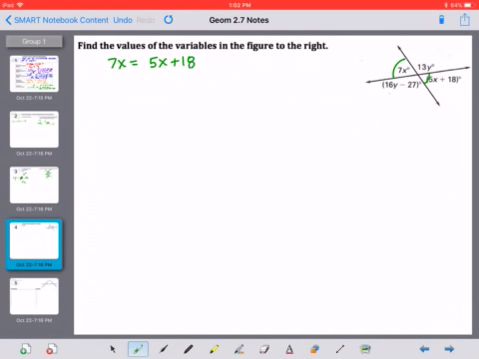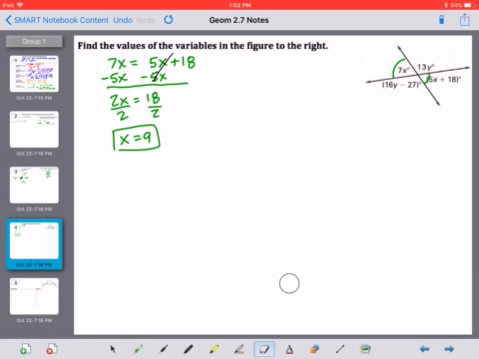All right, then let's go ahead and solve for x. So we'll subtract the 5x from both sides. So these cancel. We end up with 2x equals 18. And if we divide by 2, we can see that x is 9.